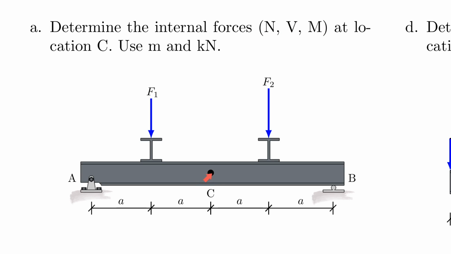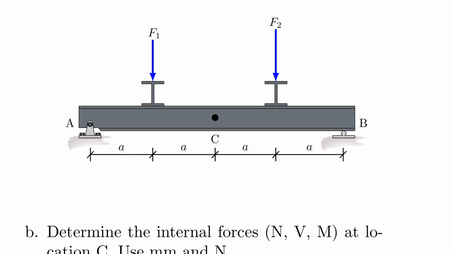So C is indicated here with that dot. And what that means is you have to find your support reactions first. And after you found the support reactions, you can either release the right side or the left side, bring in your internal forces and solve for those internal forces. And there's really nothing more and nothing less to that. So we can move on to our next problem.